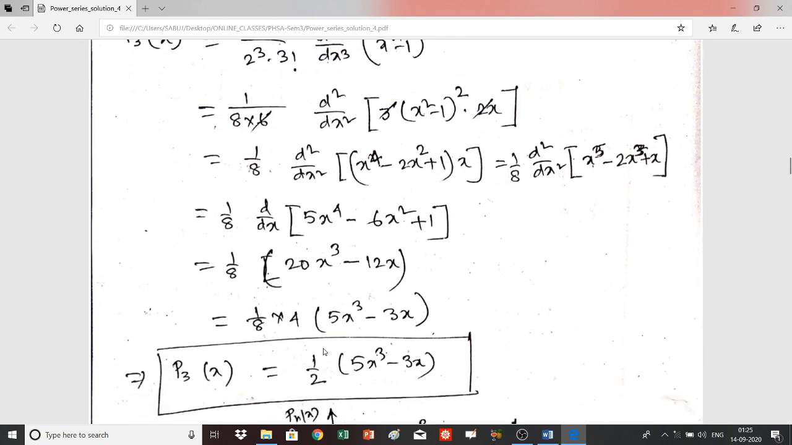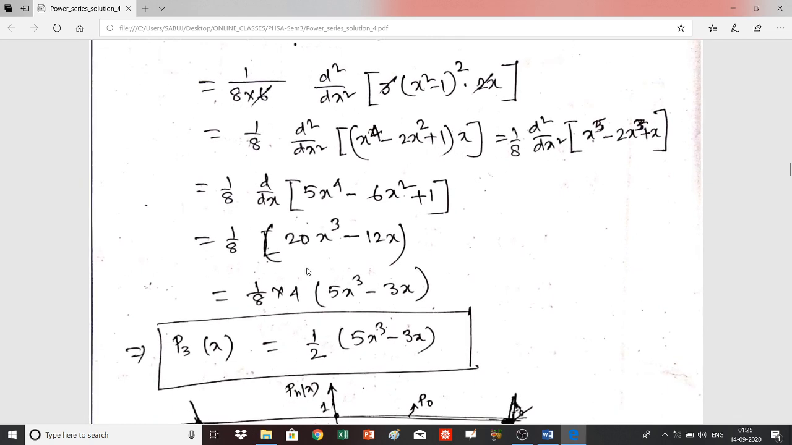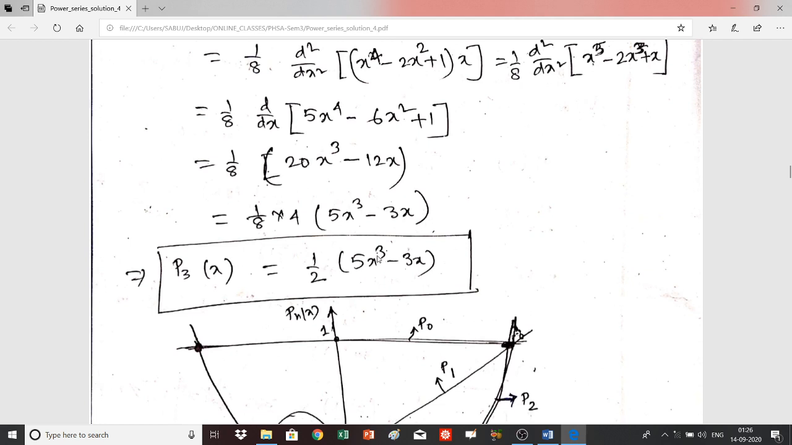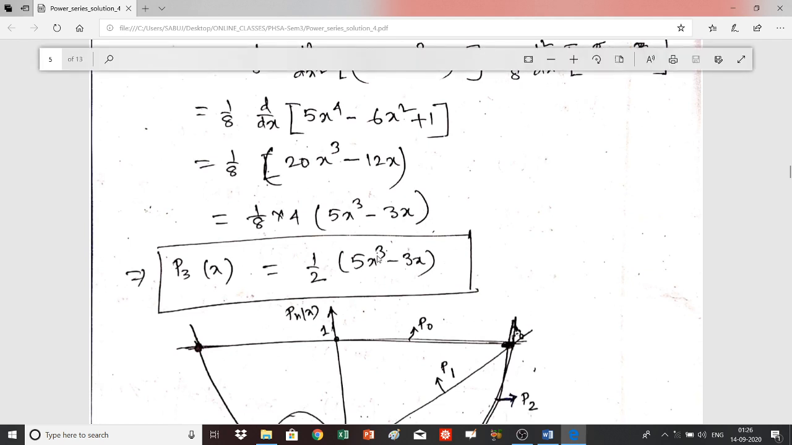So finally, if you take 4 as a common term from these two terms, 1/8 into 4, the remaining part is 5x³ − 3x. So it will finally give half (5x³ − 3x). You can also find other Legendre polynomials of different orders using n equal to 4, 5, 6, etc., and subsequently differentiate the term (x² − 1) to the power n.